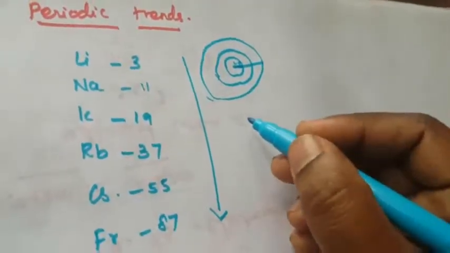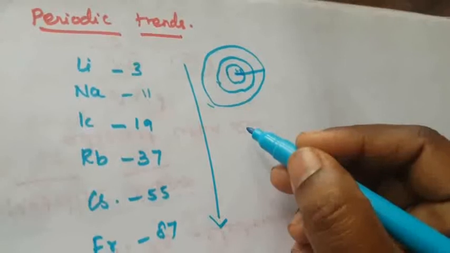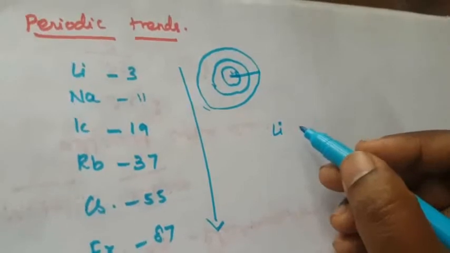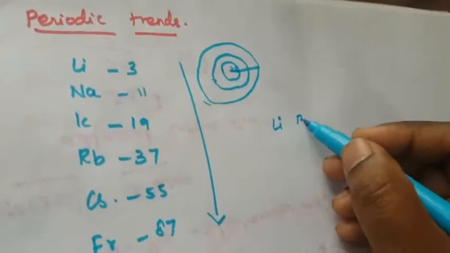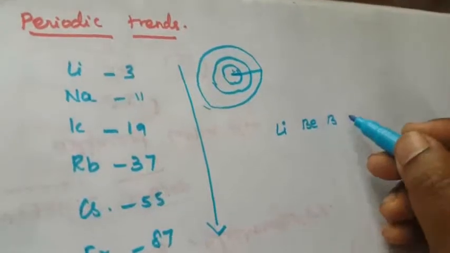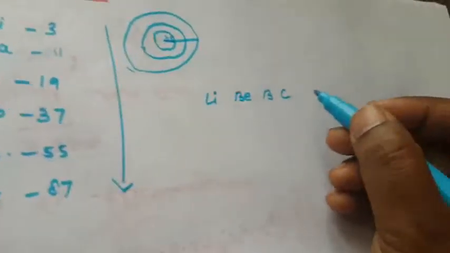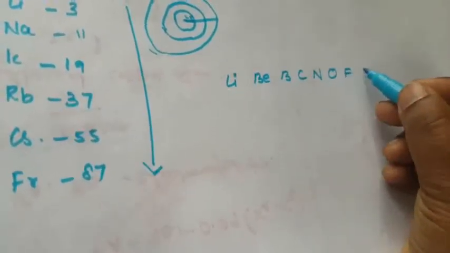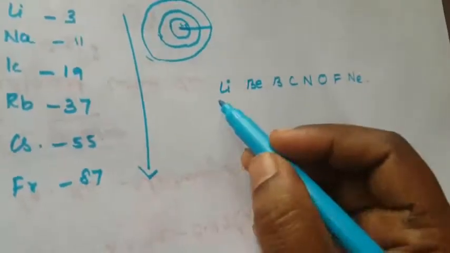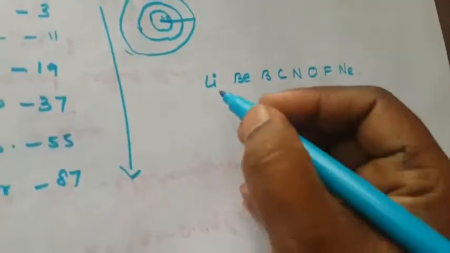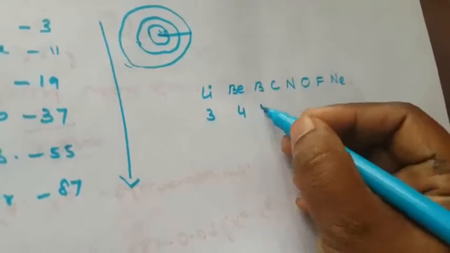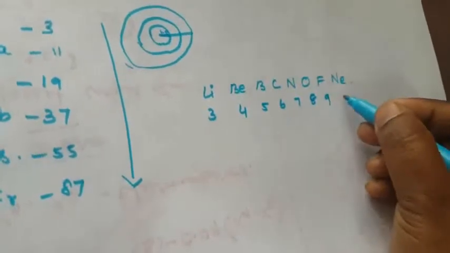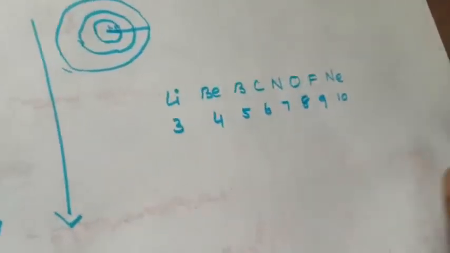The next one is, what happens in the periods? What are the elements present in the period? Lithium, beryllium, boron, carbon, then nitrogen, oxygen, fluorine and neon. These are all the elements of this period, the second period. Lithium 3, beryllium 4, boron 5, carbon 6, nitrogen 7, oxygen 8, fluorine 9 and neon 10. This is the atomic number from left to right.